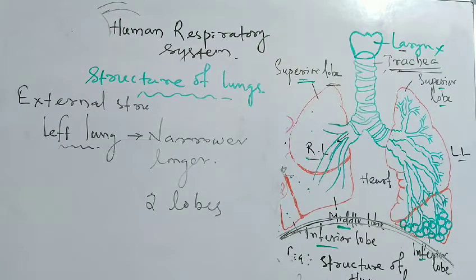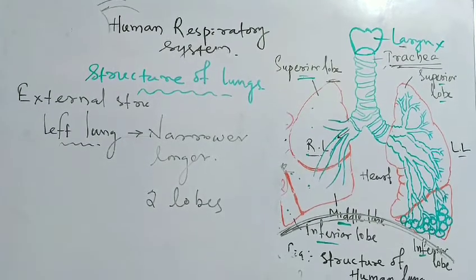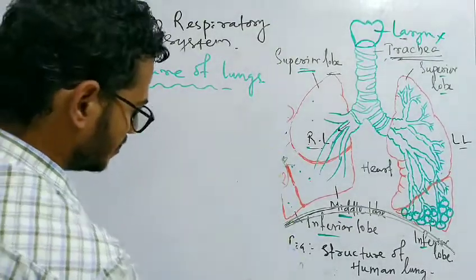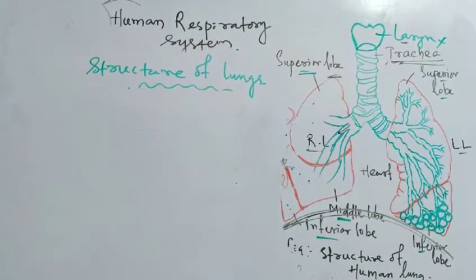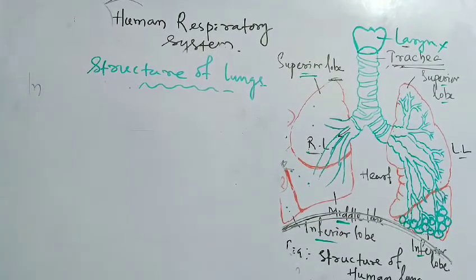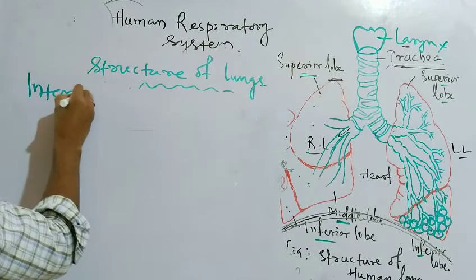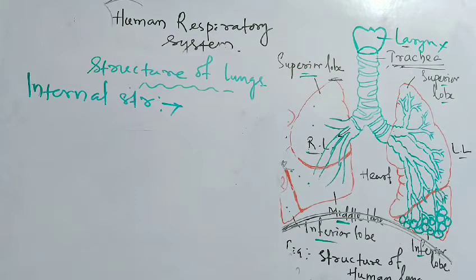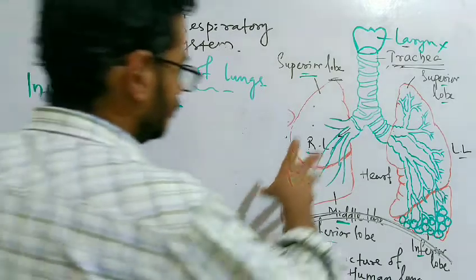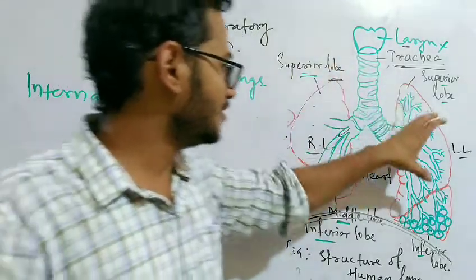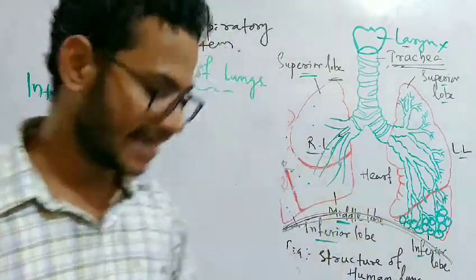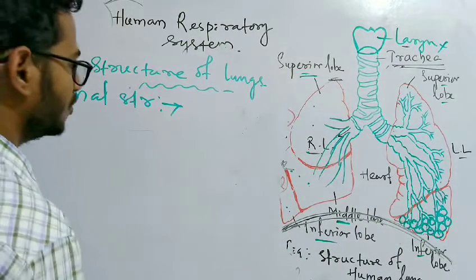Okay, so let's move on to the internal structure. So this is all about the external structure of our lung. Now we will talk about the internal structure. In the internal structure, we will discuss the lobules. The lobes we have already discussed. The left lung has two lobes. The right one has three lobes, but each lobe is again divided into lobules.